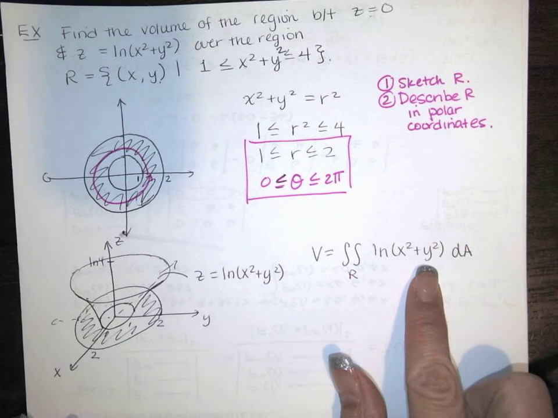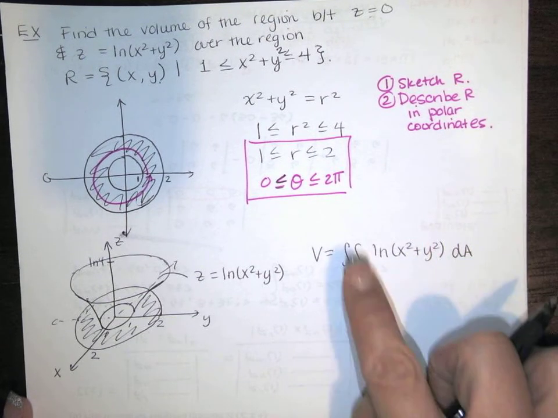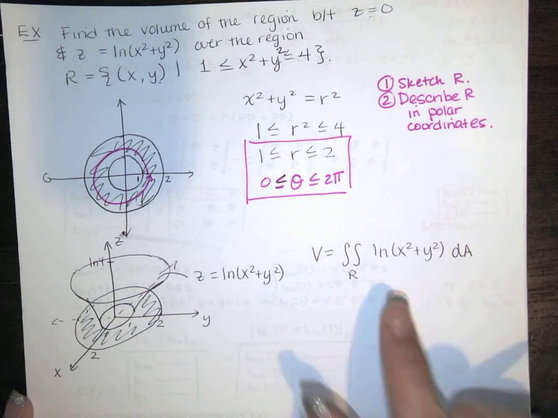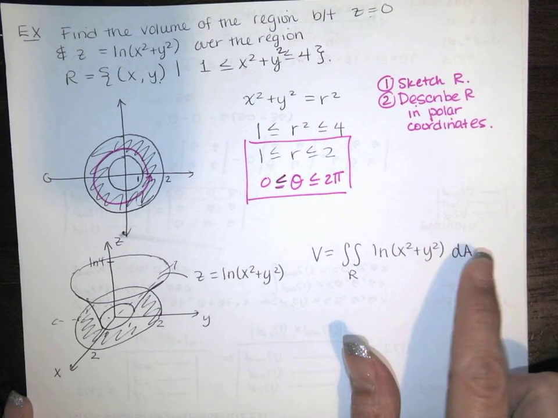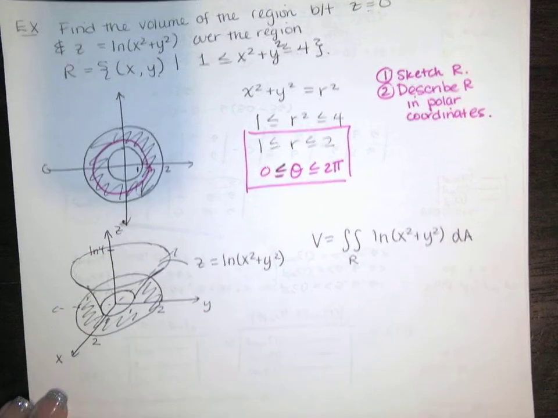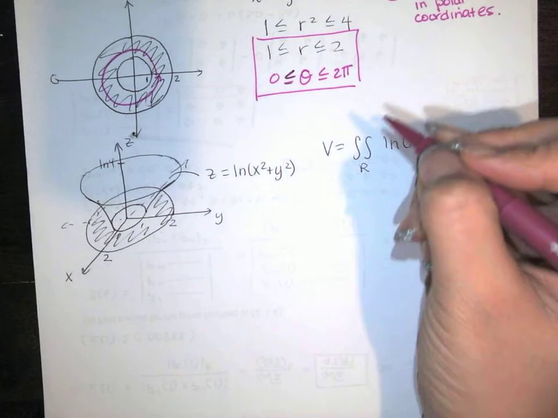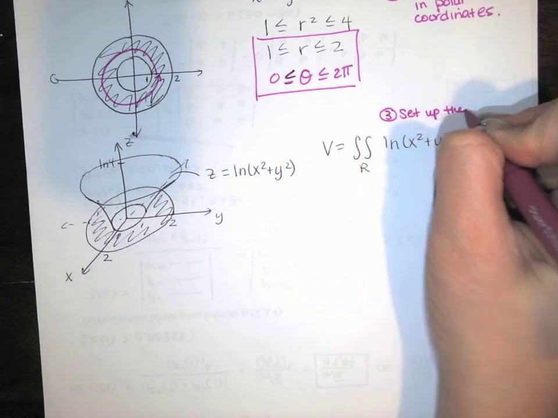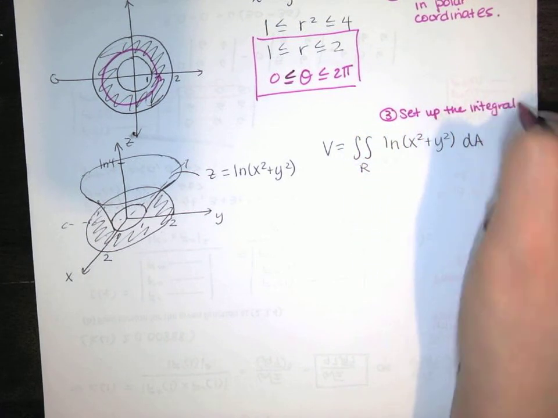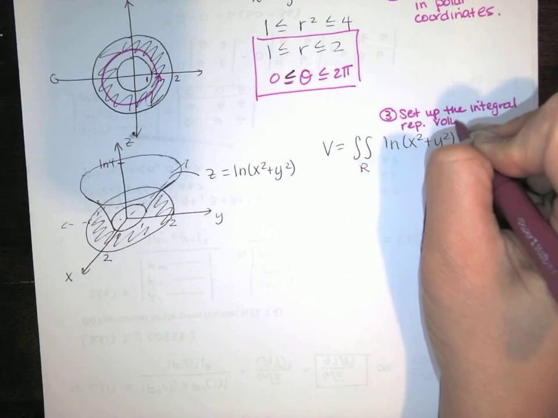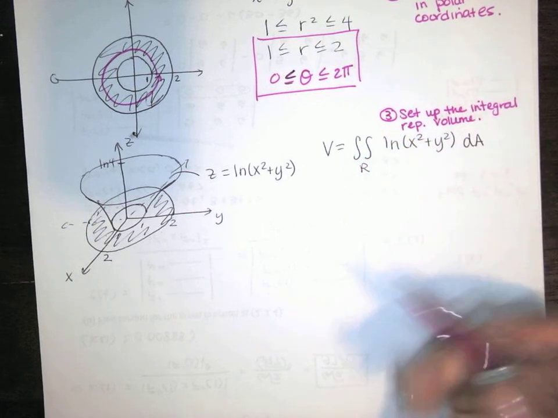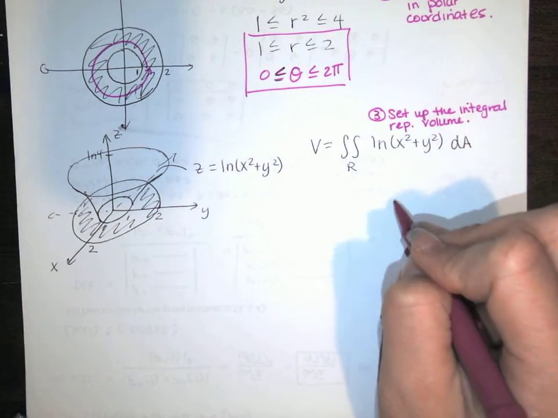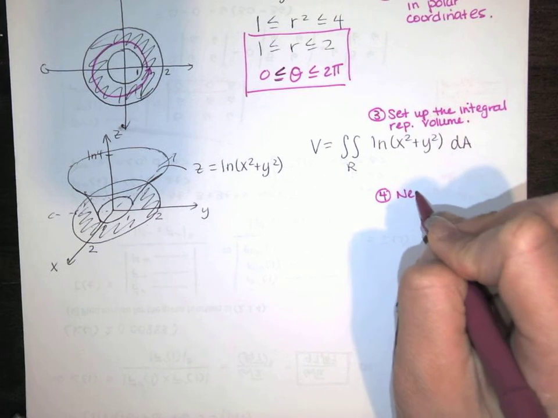Well, in order to evaluate this, we need to describe the region R. Here we've described it in polar coordinates. Now, if I want to evaluate this in polar coordinates, I need an integrand in polar coordinates, and I need dA in polar coordinates. So we had an intermediate step here. We set up the integral representing volume, and now we're going to write that integral in terms of r and theta by describing our region R, which we already have in polar coordinates, and now we need a new integrand.